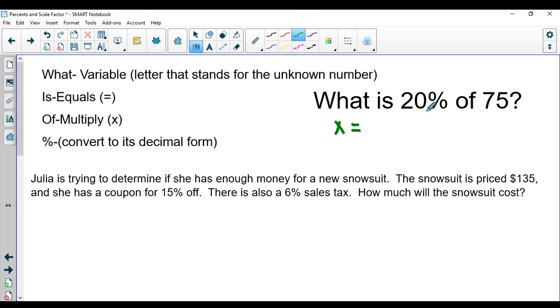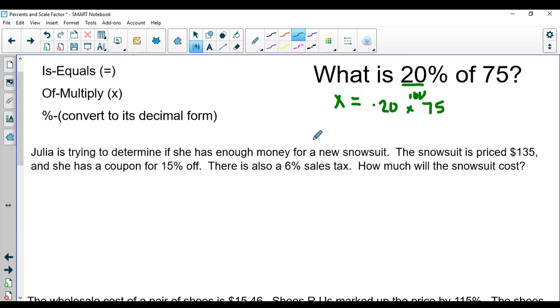Is means equals. 20% I would change to its decimal form, so I would divide by 100, and that would give me 0.20. Of means multiply, and then 75 we would just drop down, and this would be our percent equation.